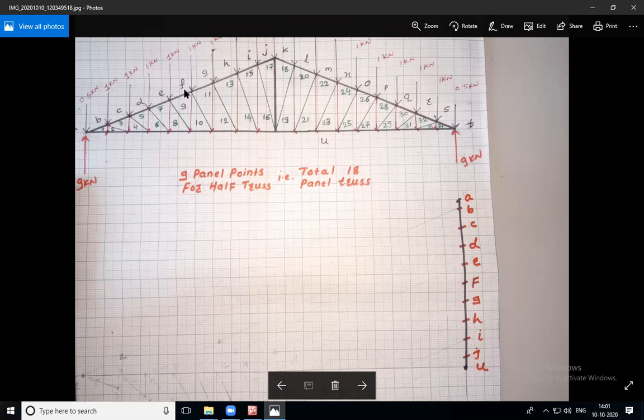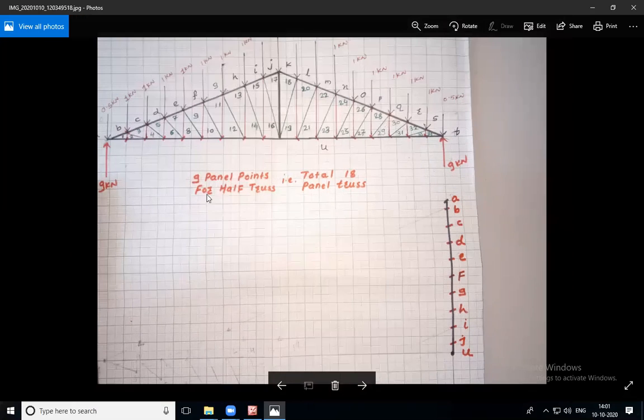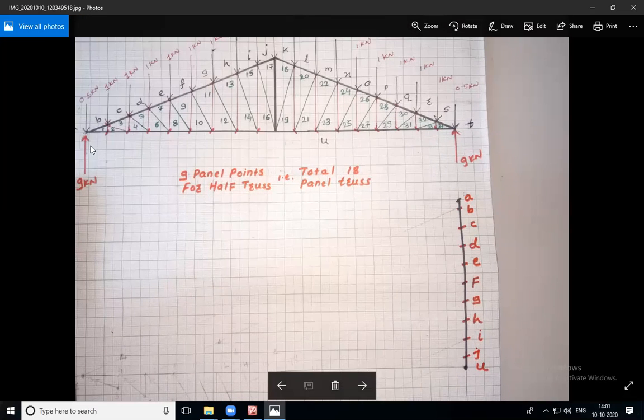The forces present here are exactly equal to the forces present on the right hand side, because this truss is symmetrical. That's why we are going to analyze only half the truss. Now after completion of this, we have to locate the inner points. Now for the inner points, what do we have to do?